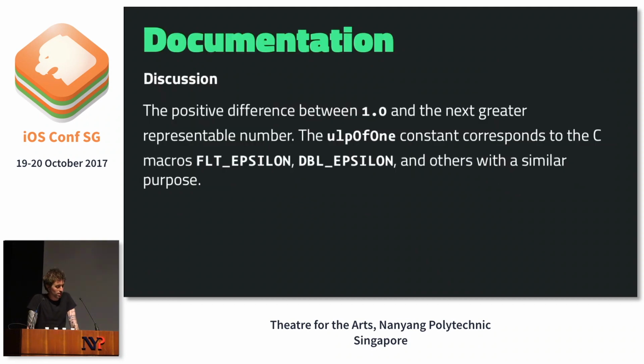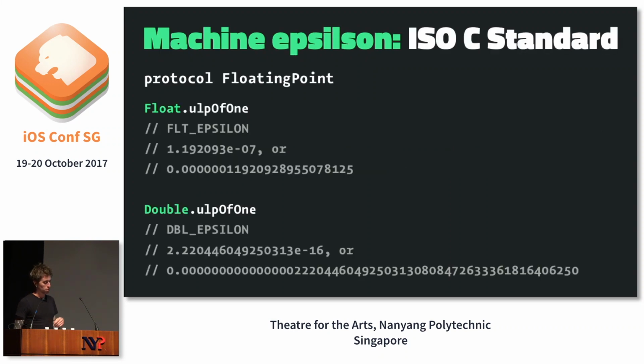We can read the discussion: the positive difference between 1.0 and the next greater representable number. Okay, so we're talking about what is representable. We know we have to round, so there are some limitations here in the numbers that we can represent. And it says this is equivalent to float epsilon or double epsilon. Okay, well, it's also referred to as machine epsilon sometimes. We can look at the ISO C standard and see how this is defined. These are the constants. We can check it in Swift. Everything checks out. Okay, so it's the equivalent of float epsilon. That tells us something, maybe.